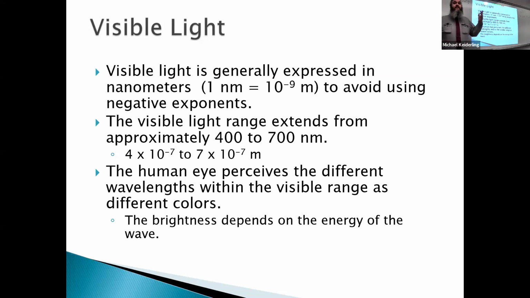And the human eye perceives these different wavelengths within the visible range as different colors because we have different cells in our eyes that are sensitive to different ranges of wavelengths. And by comparing the strength with which these get excited, that's how our brain puts colors together. So the brightness that we see depends on the energy of the wave.